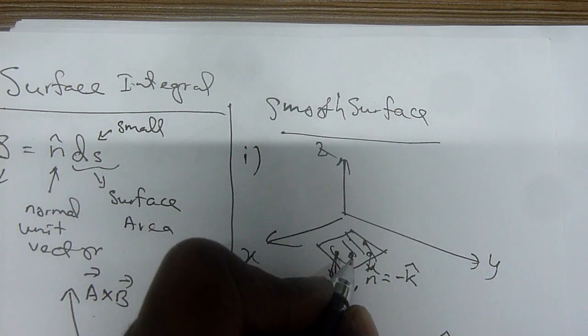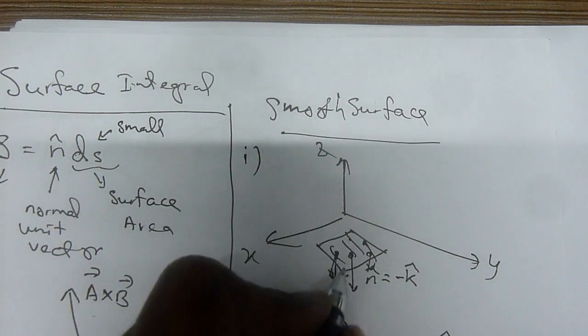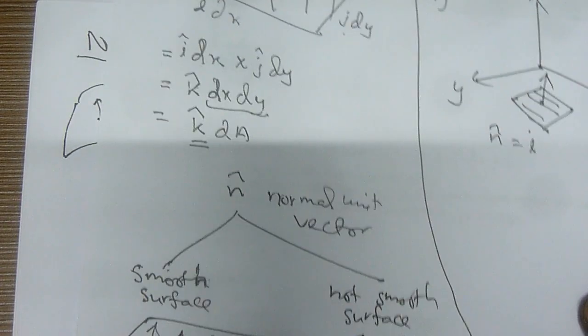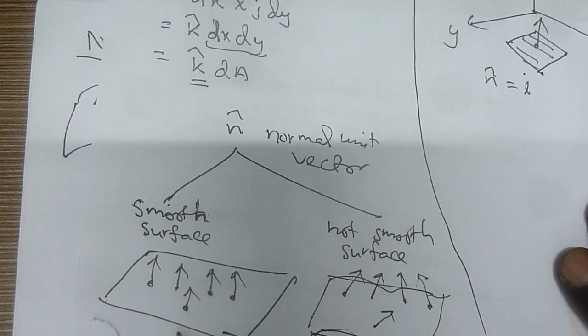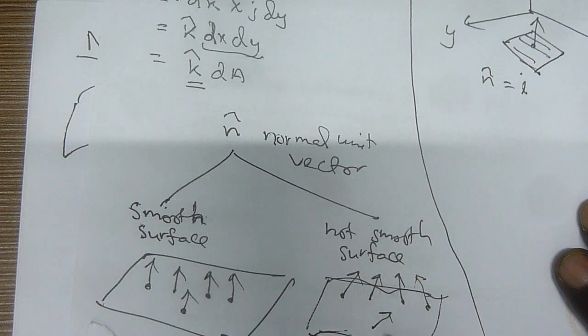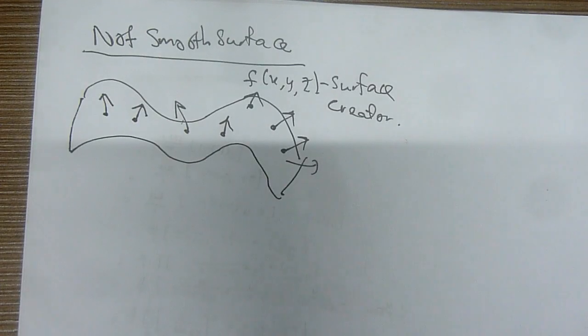That's what I am trying to say. For a smooth surface, anywhere you touch, it will be like this. It will be similar to this. Same. But for a not smooth surface, no. It's a combination of various angles. Therefore, in this case, same.